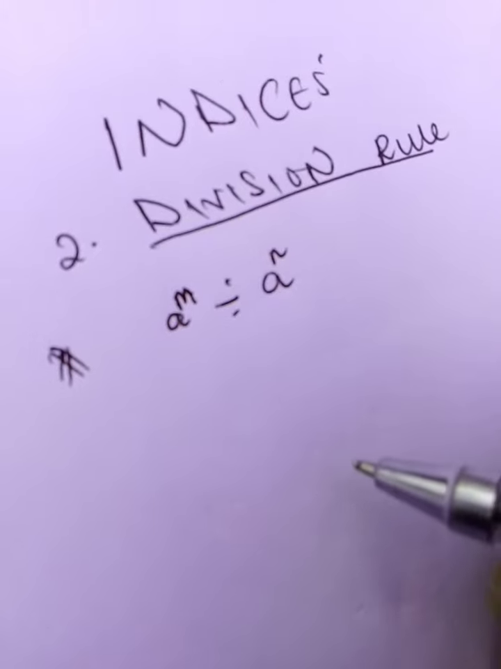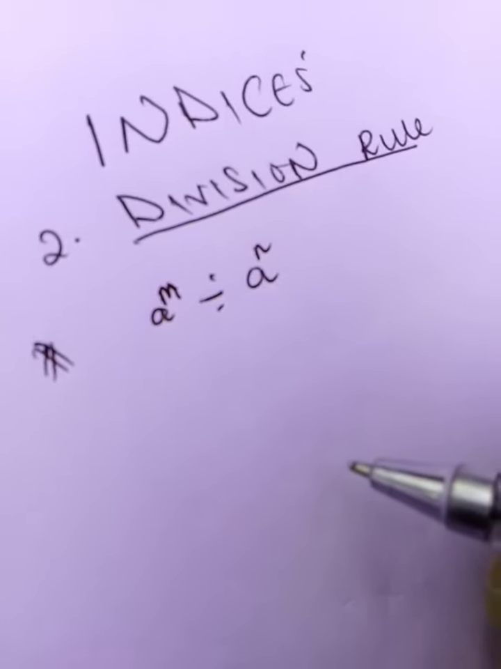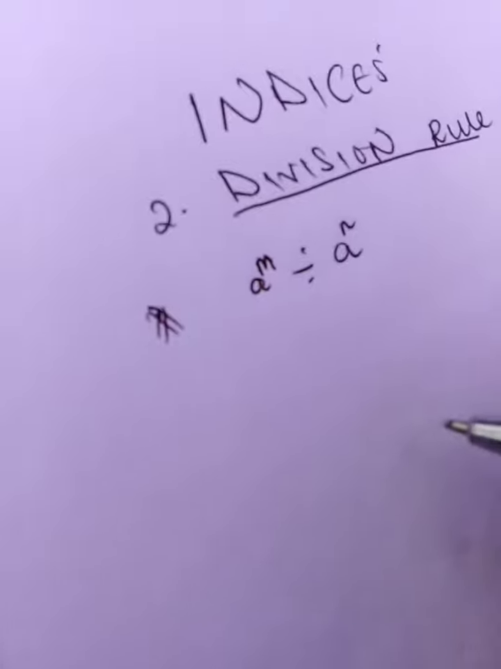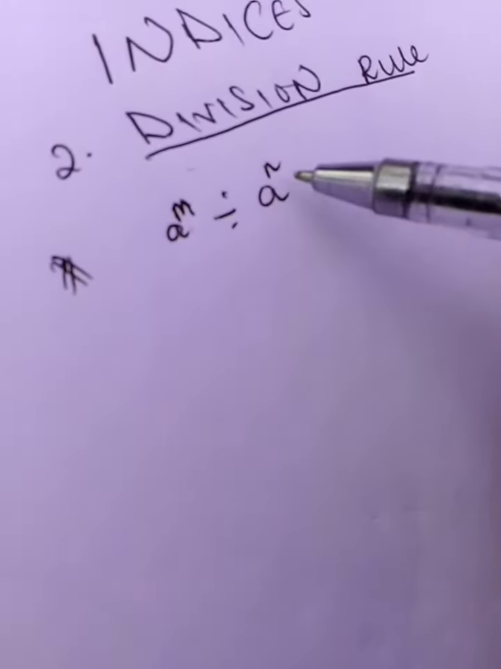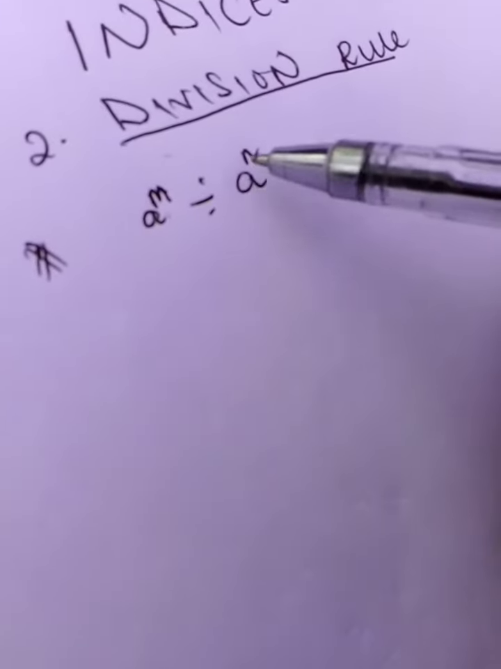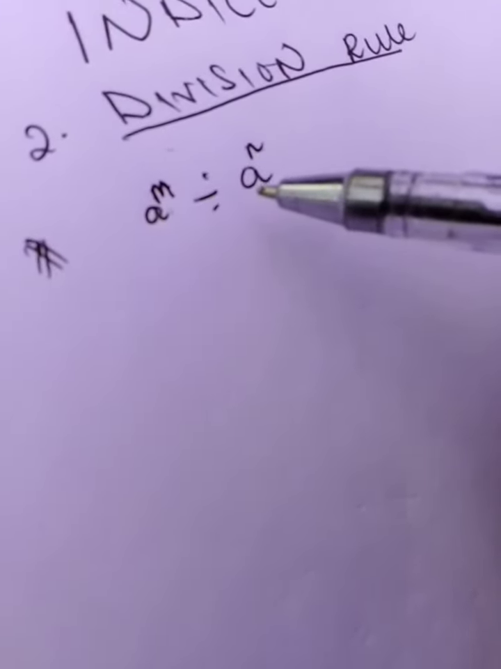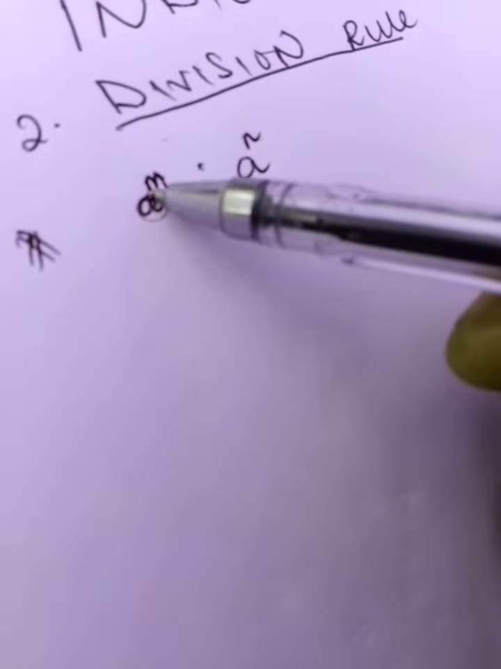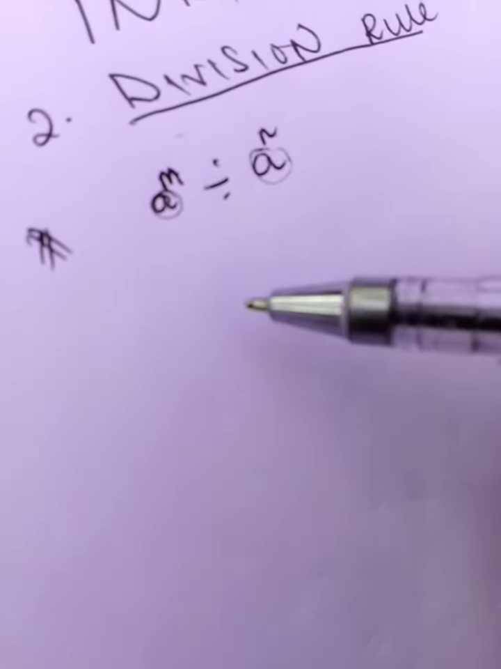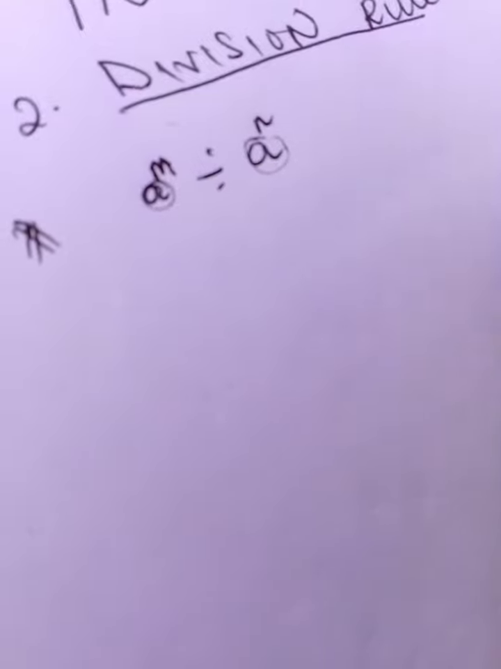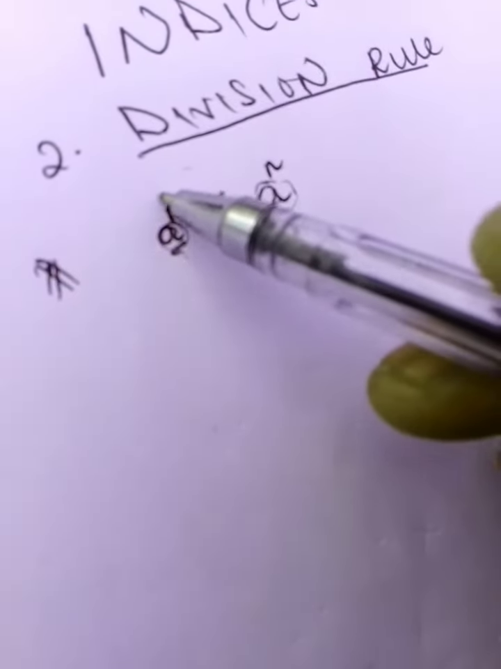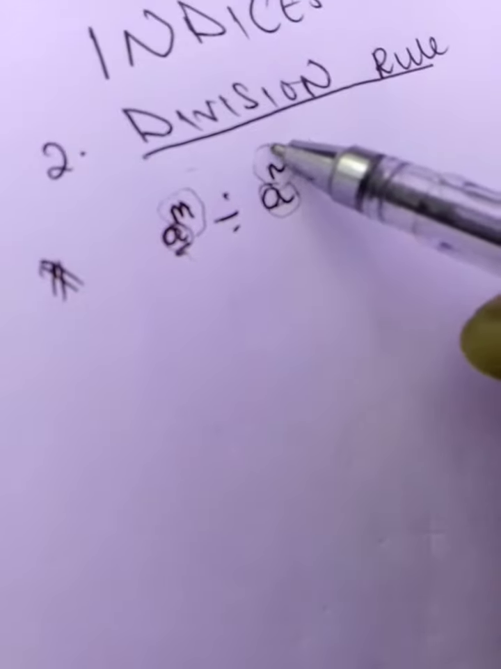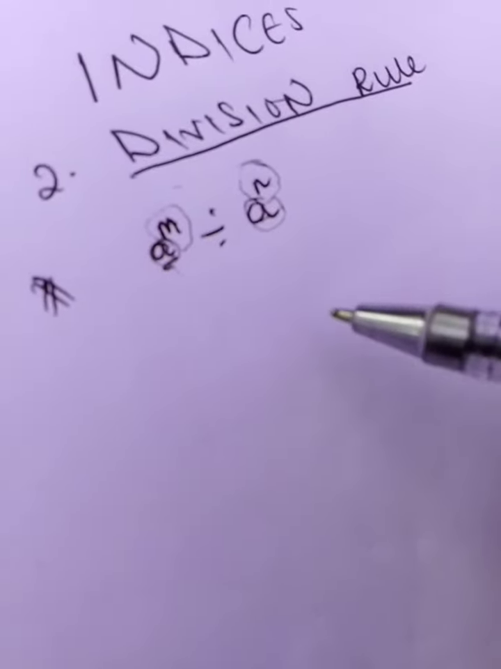Alright, so this is our rule of division on indices. As you see here, we have a to the power m divided by a to the power n. In the multiplication rule, we maintained the base if we had the same bases and added the powers. Here we have a slight difference, because we are also going to maintain the bases, but on the division rule we are going to subtract the powers.